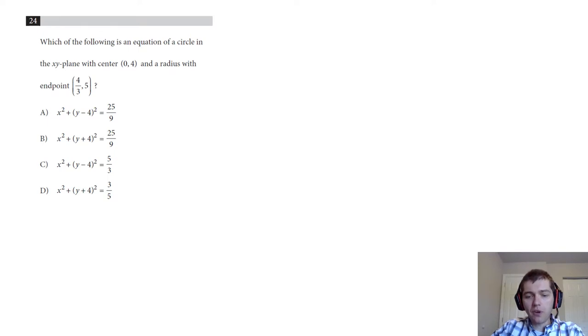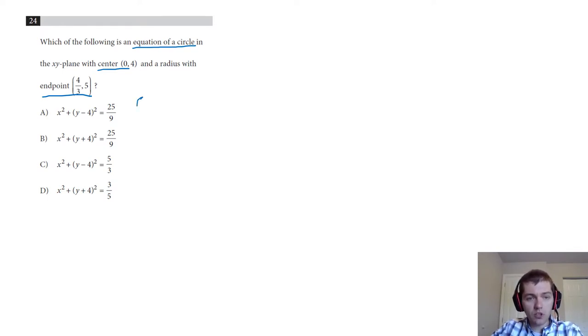Problem 24. What they're asking you for here is the equation of a circle when you are given the center point and one point on that circle. And in this case, you have to come into this having memorized two things, really. There's not a lot you have to memorize in the SAT, but these are two of them. And I think I'll do a video later on things you have to memorize for the SAT. But one of them will be the equation of a circle.